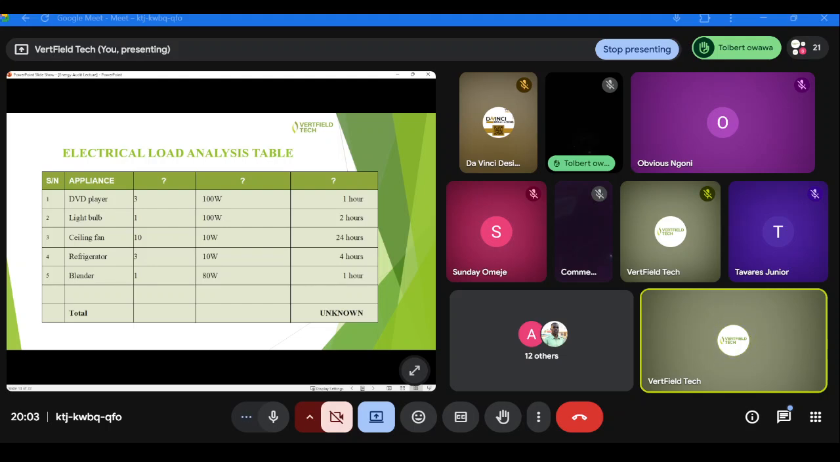As you can see, there are question marks on the table, which means there are certain things that are missing. Even when you look at the total, at this down part of it, where you see total, you can see that it is unknown. So, after we get these parameters that are up here, we can then get the total energy consumption, which becomes the energy need of the facility.